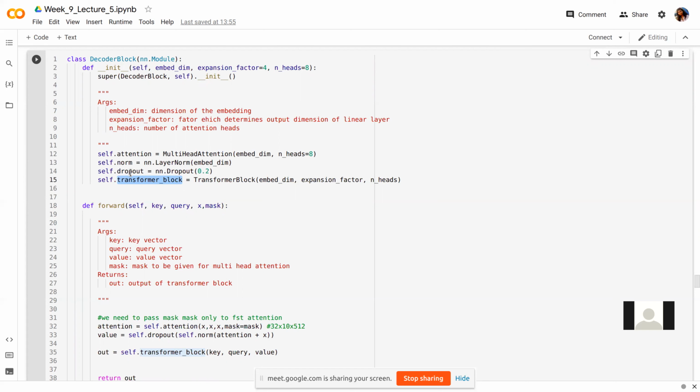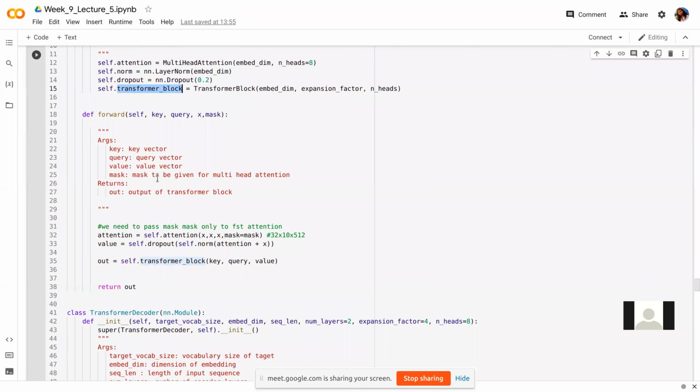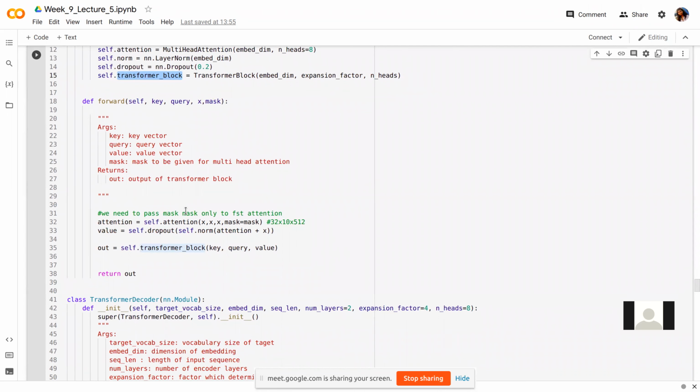So the decoder block architecture is that we have this attention network, the normalization, the dropout, the same as the encoder block. For forward, whatever the input is coming, apply the attention onto it and a mask. This mask is important here, and it is only in the decoder. The reason is that we do not want to give attention to the words which are not yet predicted by the decoder. So this mask is only for the words which have been predicted so far, and that's why we are using masking.